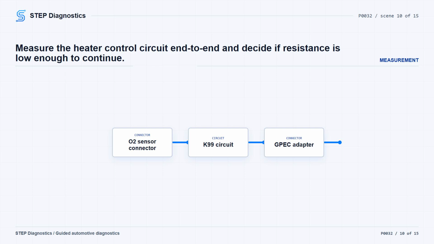If a PCM terminal has to be accessed, use the GPEC Diagnostic 10436 adapter, and remember that the adapter can add up to 1.5 ohms of resistance to the circuit. The decision point is whether the circuit resistance is below 3.0 ohms. If it is below 3.0 ohms, go to the PCM heater control driver test. If it is not below 3.0 ohms, repair the circuit for an open or high resistance, then verify the repair and confirm the code stays gone.